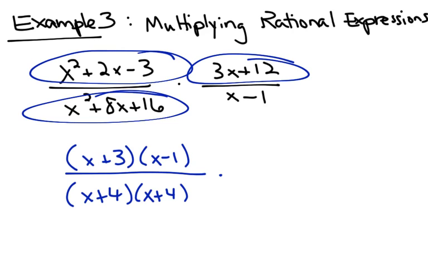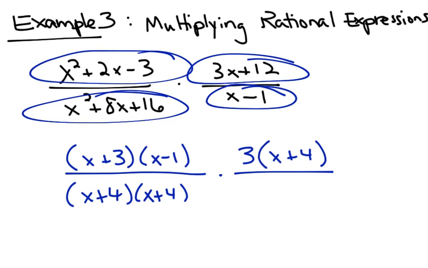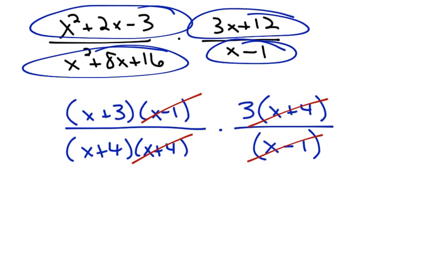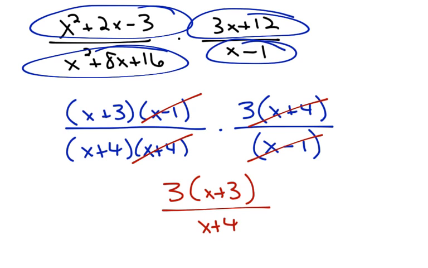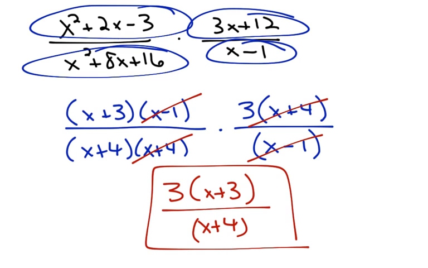This is not a quadratic, but it does have a greatest common factor. You can take out a 3, and you're left with x plus 4. This is not factorable. It's not only linear, but it has no greatest common factor. So now I can multiply this together if I want, or since it's just multiplication anyway, I can start looking for common factors. Once I find those common factors to get rid of, I'm left with 3x plus 3 in the numerator, and I'm left with x plus 4 in the denominator, and that's the final answer.